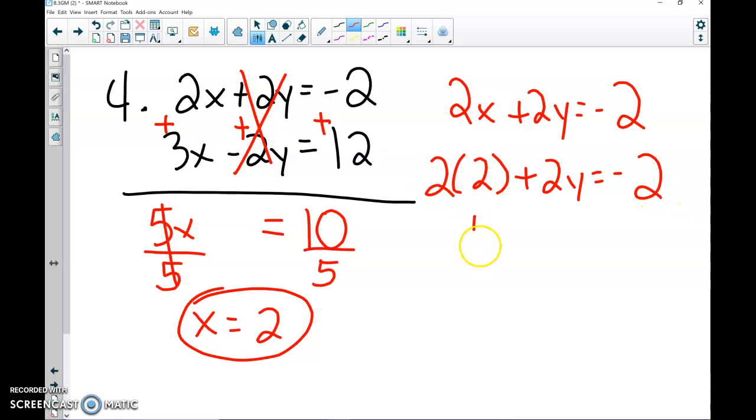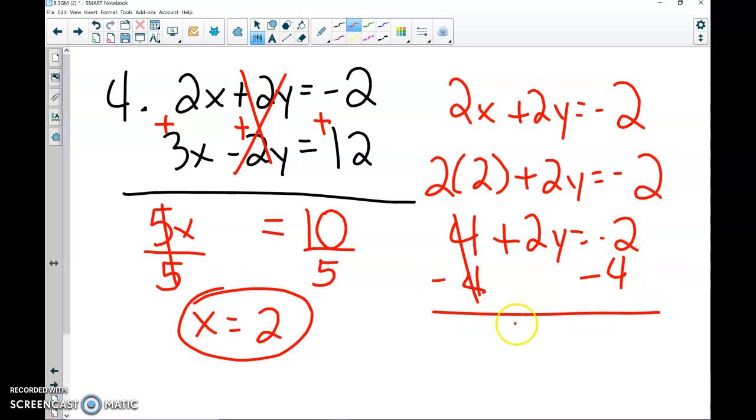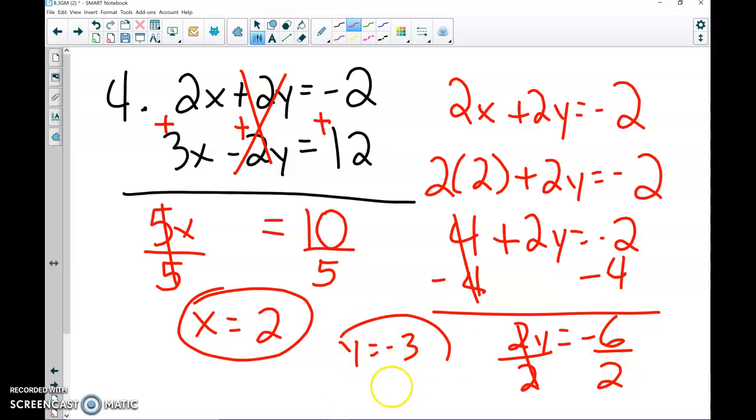So 2 times 2 is 4, plus 2y equals a negative 2. And then since it's a plus 4, I'm going to end up subtracting 4 from each side. So 2y equals negative 2 minus 4, which is negative 6. The last step, as always, is to divide. Negative 6 divided by 2 is negative 3.